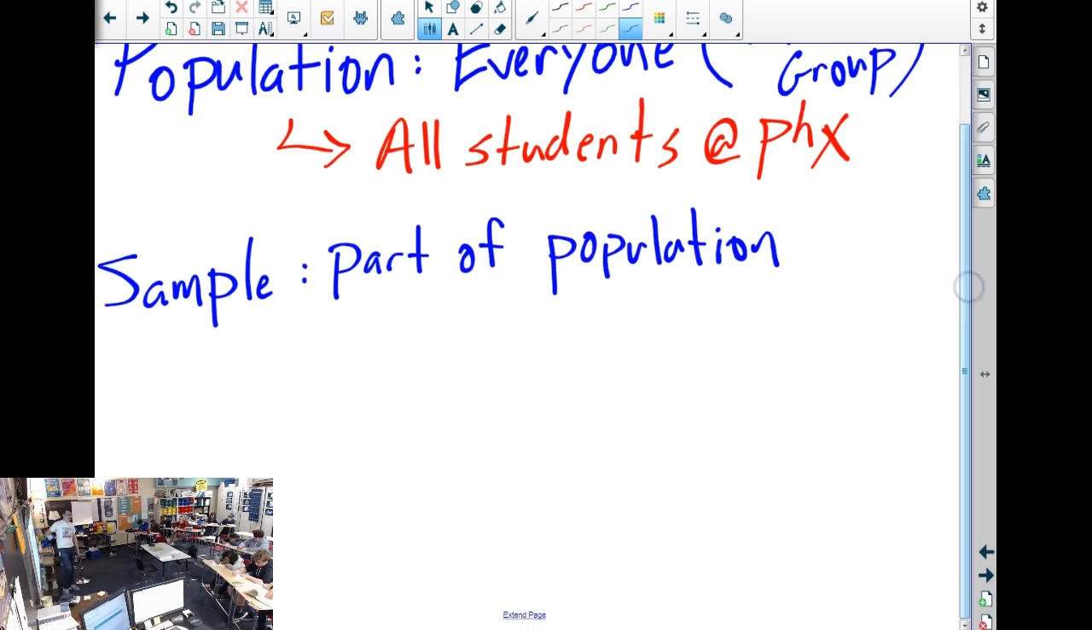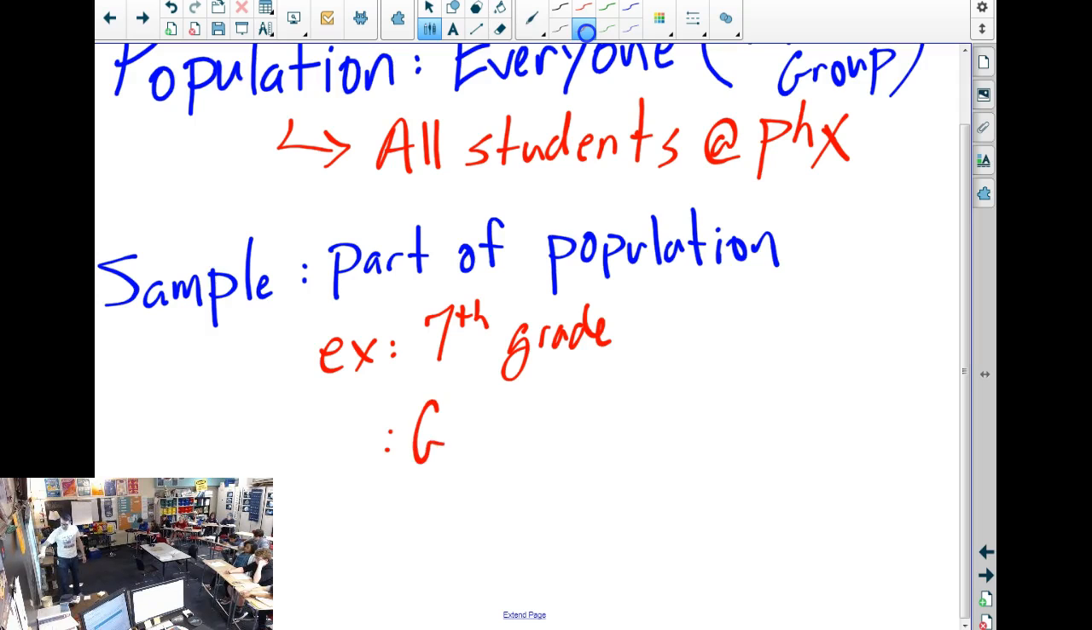What could we say could be a sample at Phoenix? Sure, 7th grade could be a sample, because that's a group from the whole. Can anyone give me another sample that we could use? 8th grade, sure, yeah, but let's get more creative. Teachers. Ooh, girls or boys, so we could just survey the girls. What's another example? Okay, yeah, but be more creative.